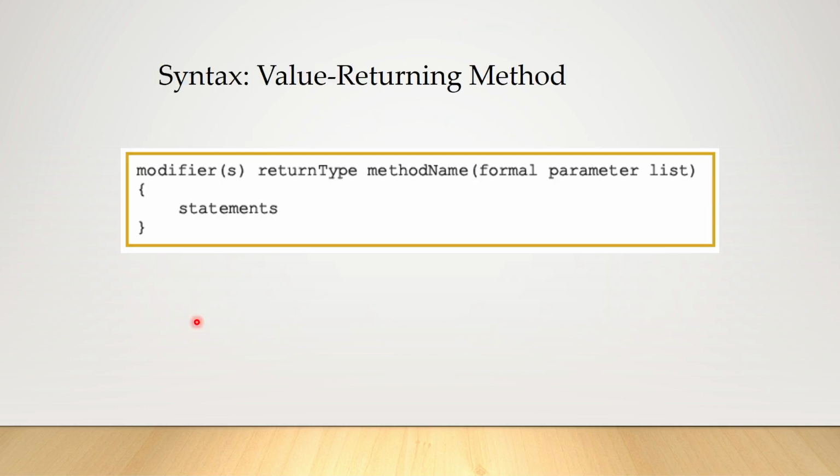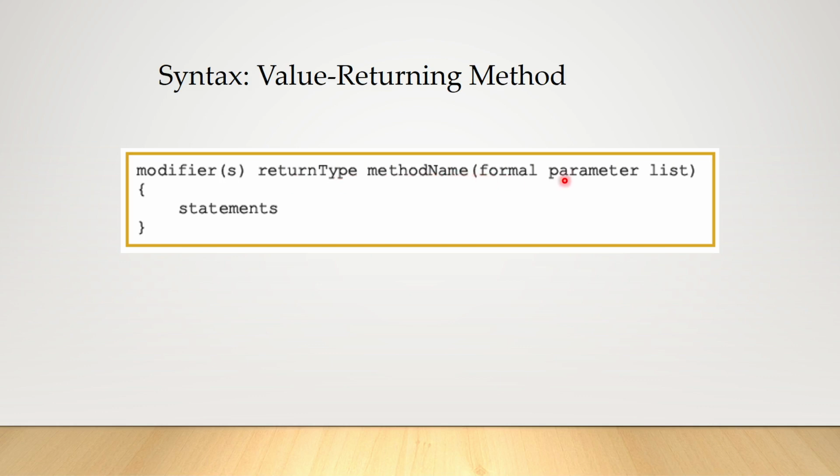Now, let's talk about the user-defined methods. For the user-defined methods, we have void methods and value-returning methods. For the value-returning method, we need to have the syntax of a modifier like public, private, protected. The return type describes the return value of this method, and can be an integer, double, character, string, or even a reference type or an object type. After the return type is the method name. A method name is any legal identifier.